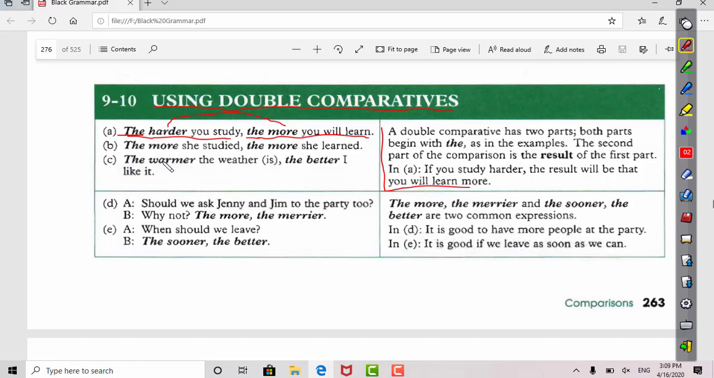Alright. Next, the more she studied, the more she learned. Yes, semakin banyak kamu belajar, semakin banyak yang kamu pahami, something like that. Next, the warmer the weather, the better I like it, something like that. Semakin panas, saya semakin lebih suka. Alright, something like that. So I will tell you again.